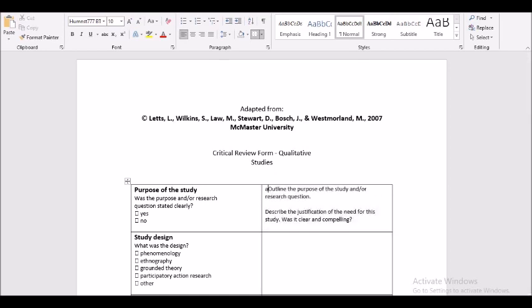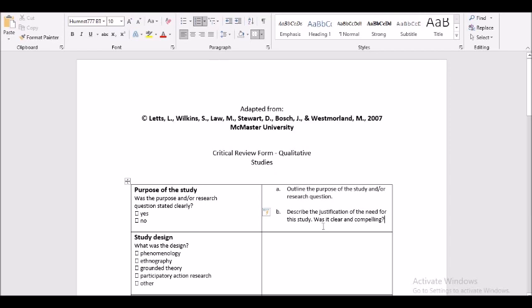Afterwards, the second question. I would go ahead and make this the first question, and this the second question that you can go ahead and see. So now they are telling you to go ahead and describe the justification of the need for this study. Was it clear and compelling? That means what? This will be showcased to you while taking you through. I'll make you understand how to write and deal with this kind of a question.